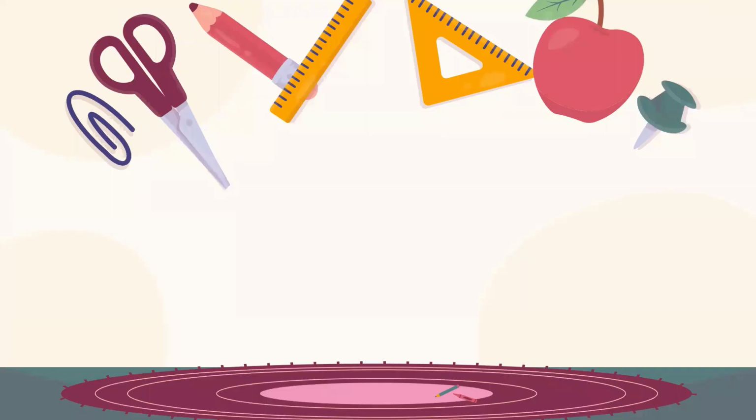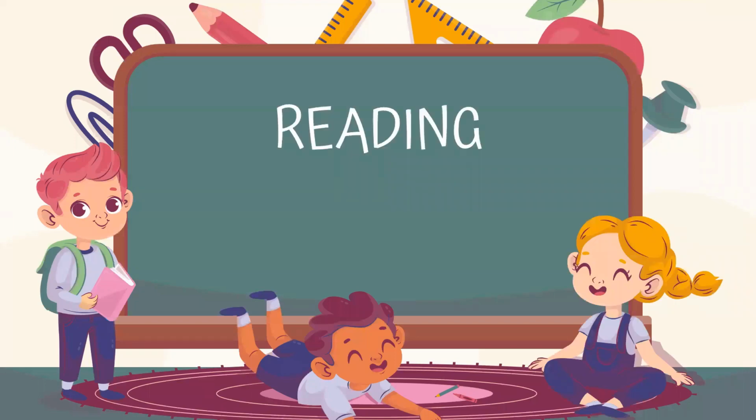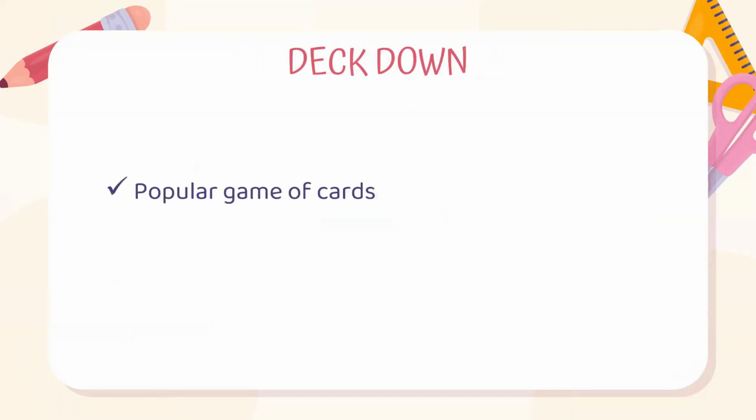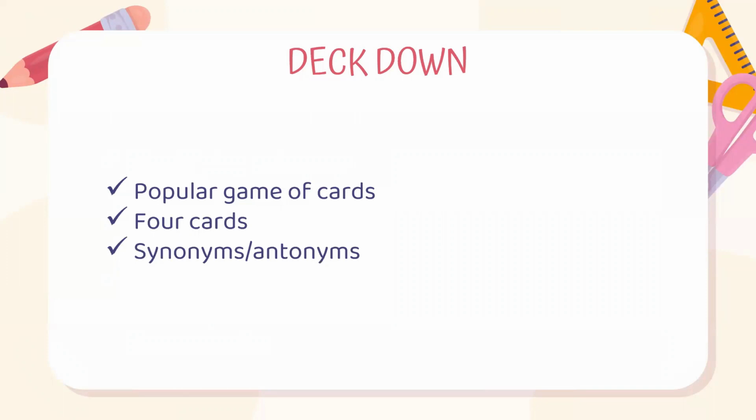So now let us move on to the third activity, that is reading skills. In reading skills, I have included deck down. Now, deck down is taken from the popular game of cards. As in a game of cards, you have groups, and each group is distributed four cards. These four cards can be related to, for example, a synonyms and antonyms game. Another set of cards is kept deck down.